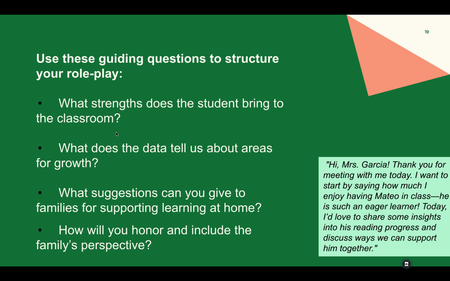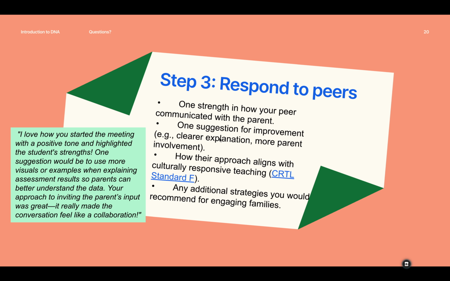As you are doing that, you want to structure it so that you are saying what strengths does the student bring to the classroom, what does the data tell us, what suggestions, how will you honor and include the family's perspective. So this kind of gives you an overview of guiding questions. And here's a specific example of how it could look. Then you're going to respond to your peers. So a strength in how your peer communicated, a suggestion for improvement, how their approach aligns with culturally responsive teaching, standard F, and any additional strategies.